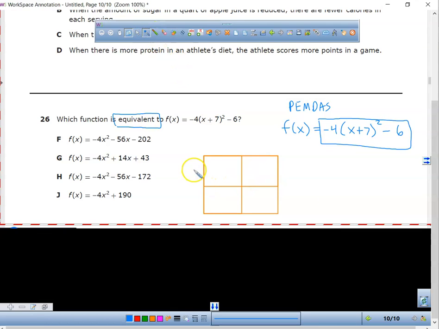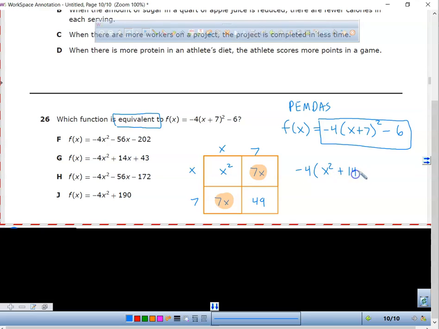Okay. All right, we're going to put an X, and a 7, and an X, and a 7. All right. What's X times X? X squared. What's X times 7? 7X. 7 times 7 is 49. What are our two like terms? The 7X and 7X. So here's what I want you to write. Put -4 parentheses X squared plus 14X plus 49 minus 6.